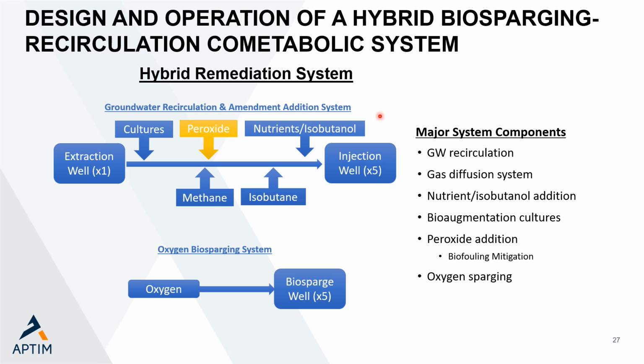It's also important to note that this system has a component where you can add hydrogen peroxide. And this is basically to prevent biofouling of particularly the 5 injection wells during operation. The other part of this system is a biosparge system. And this basically consists of 5 biosparge wells, and these are used to add oxygen to the plot.